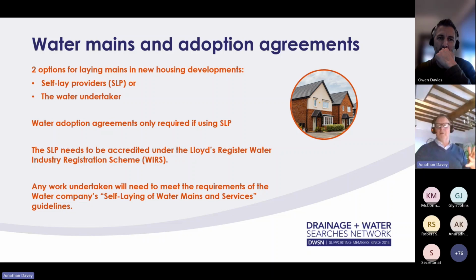The new mains can't be connected to the public network unless they're built to that exacting standard. And before the new mains is connected to the public network, the self-lay provider, the SLP, will need to complete all sorts of pressure and bacteriological testing, and then they connect it. They're adopted when they become part of the public network. Make sense? So slightly different.